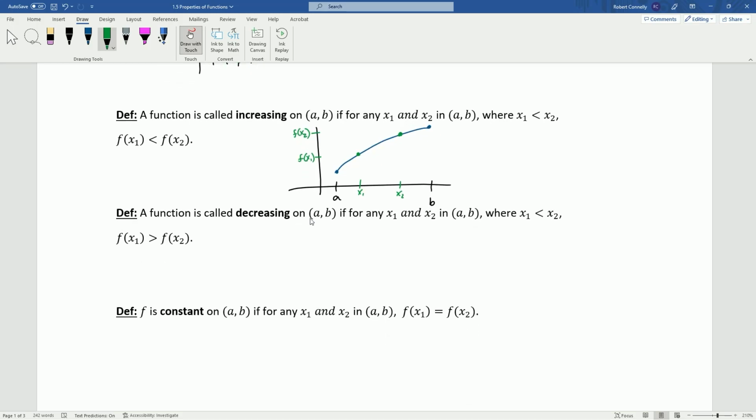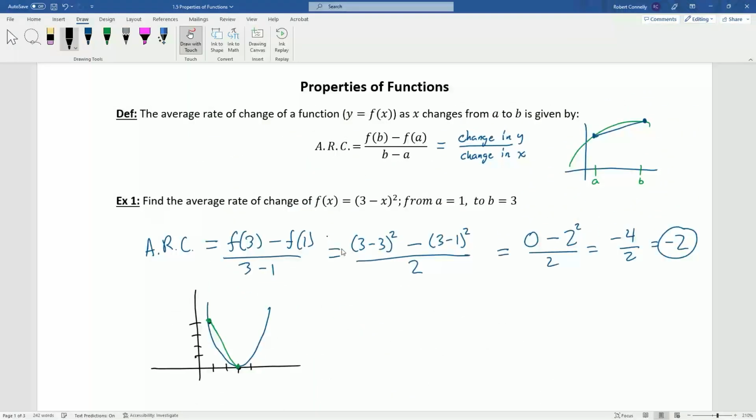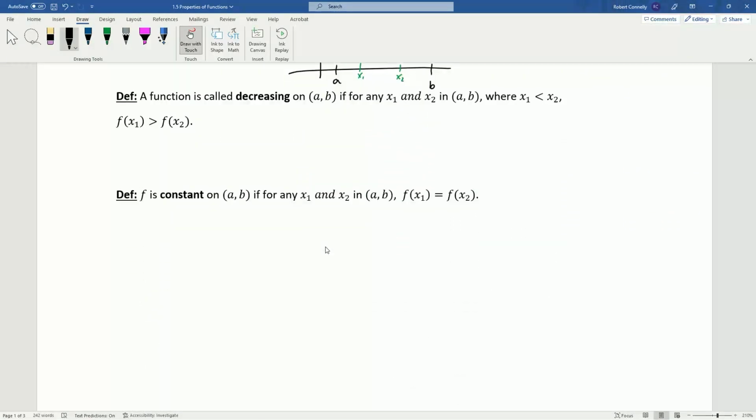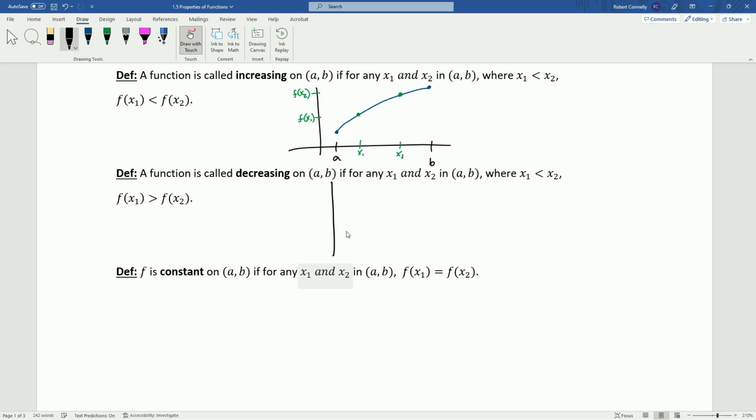Now, a function is called decreasing on the interval from a to b if for any x1 and x2 in ab, where x1 is less than x2, then f of x1 should be greater than f of x2. So again, that can seem a little tricky at first, but if we draw it, it should make sense. So this time we're going to draw a function that is decreasing. So maybe it starts up here and ends down here.